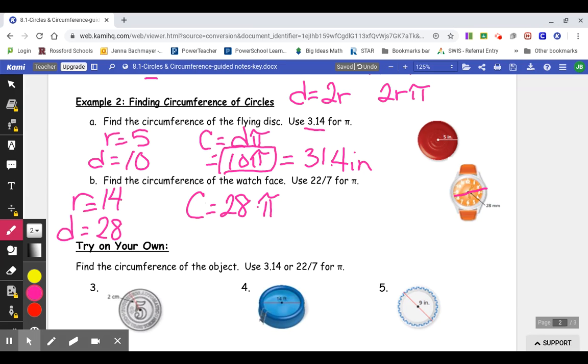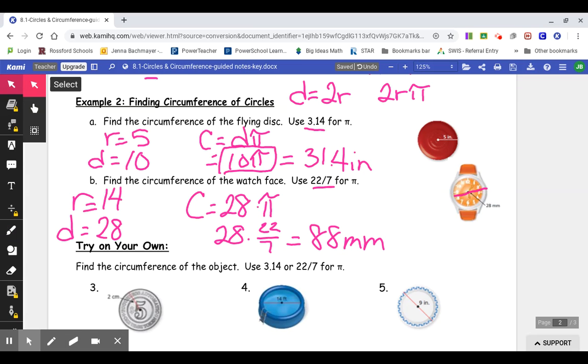And in this case, it says to use 22/7 for pi. So I'm going to take 28 times 22/7. And that is going to give me 88 millimeters. All right, go ahead and pause the video and try the next 3 on your own.